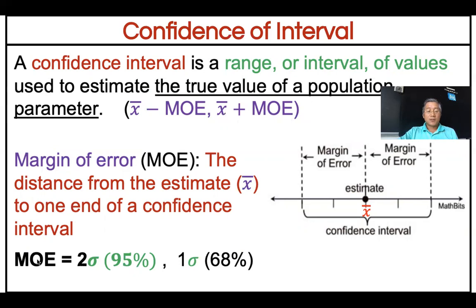So for the margin of error, 95% is 2 standard deviations, 68% is 1 standard deviation. All right. And then 3 standard deviations, how many percent? 99.7%, you are confident of.